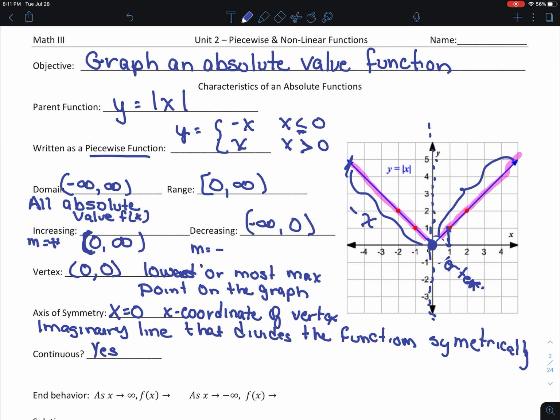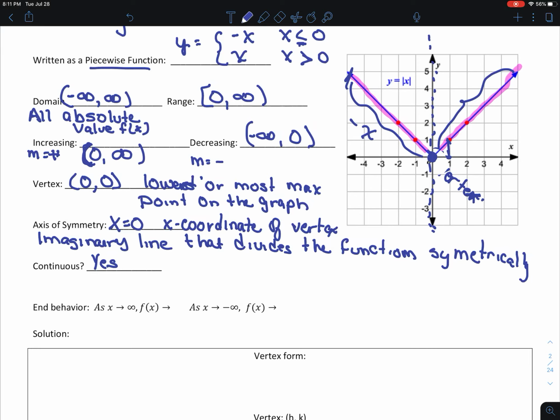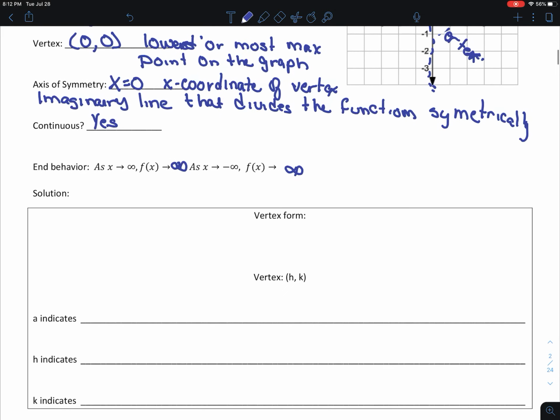Is this continuous? Yes, there are no gaps in this function. There are no breaks, no gaps, so it's continuous. We don't talk a lot about end behavior in Unit 3, but we want to say that as x approaches positive infinity, so as x goes this way, my graph goes towards positive infinity. F of x goes towards infinity, and the same thing as x goes towards negative infinity, the graph goes towards positive infinity again. So that's my end behavior.